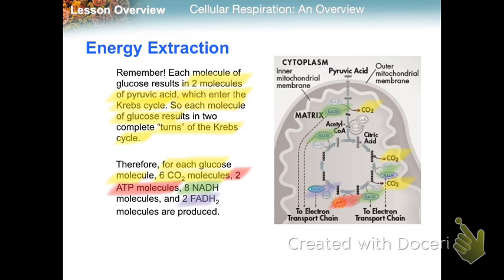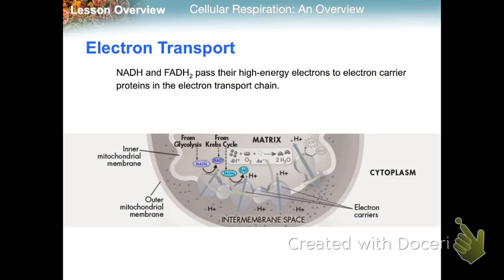Now, all of these electron carriers will go to electron transport. And that's what you see indicated here. 2 electron transport chain, 2 electron transport chain, here, here, here, and here. And that's what we'll talk about next.